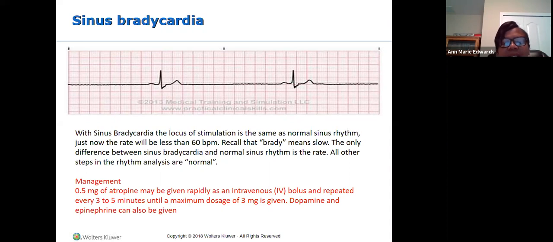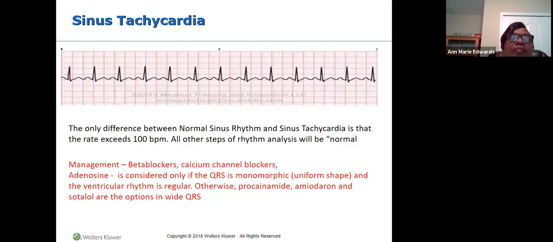Also, remember we said that epinephrine can speed the heart rate up, and dopamine is another neurotransmitter that can speed the heart rate up. So in sinus bradycardia, we need to increase the heart rate. So you can give atropine, you can give dopamine, you can give epinephrine. Okay. Now sinus tachy.